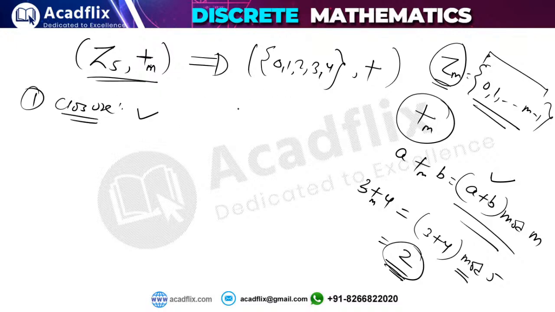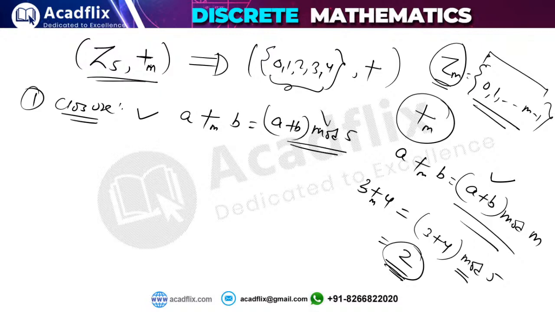Because you can see, if you take any two elements from this set, then a plus b mod 5 will give you a remainder, because mod is nothing but the remainder function. You know that when you divide a number by 5, the possible remainders are 0, 1, 2, 3, 4.